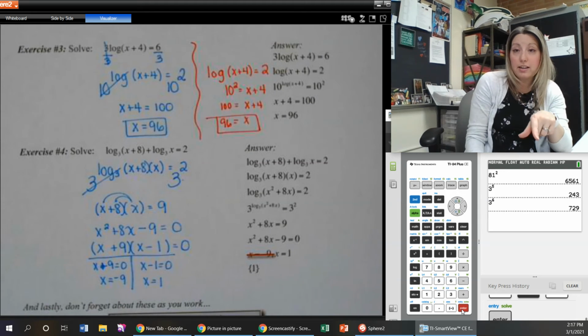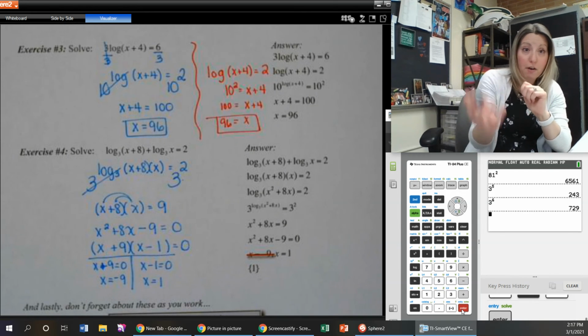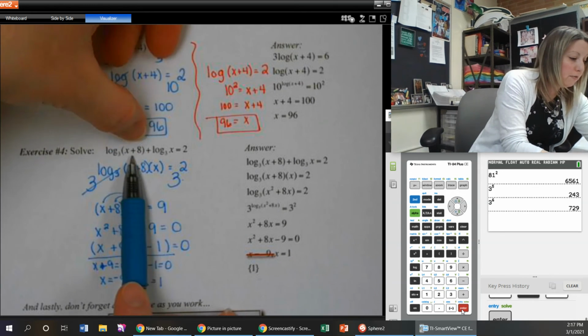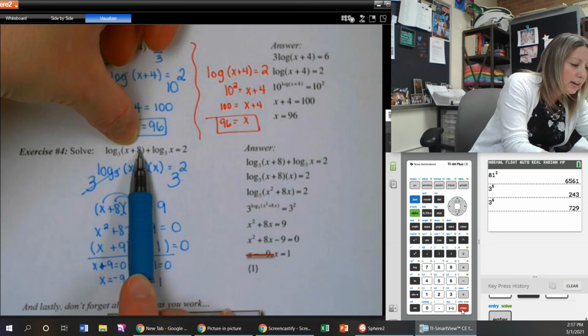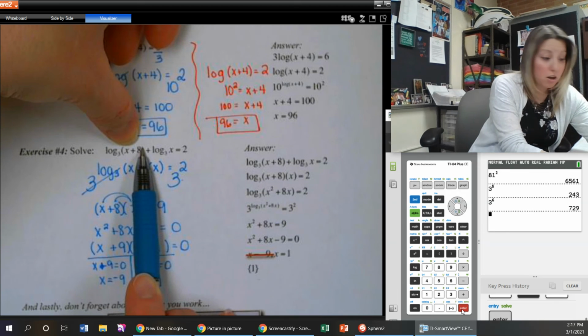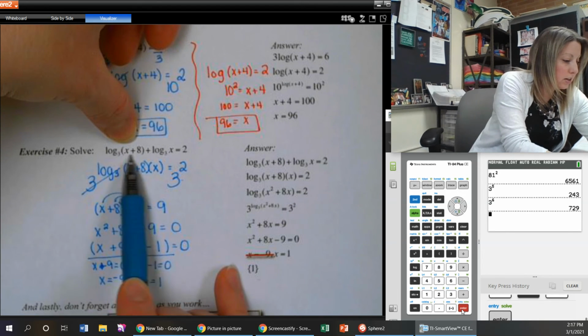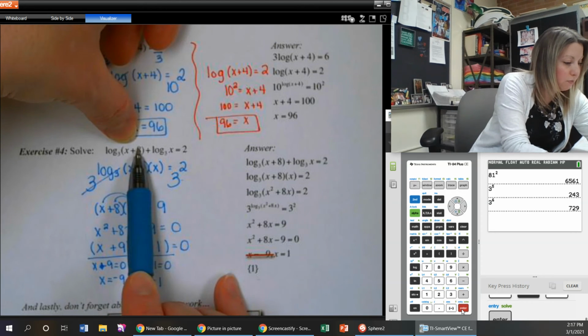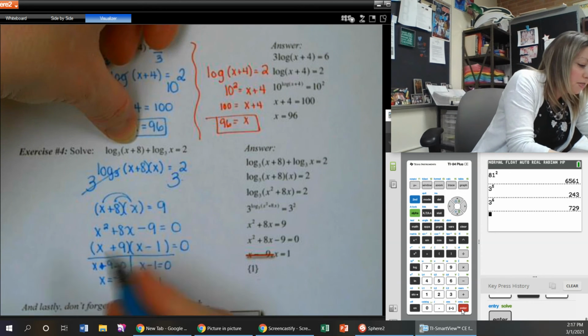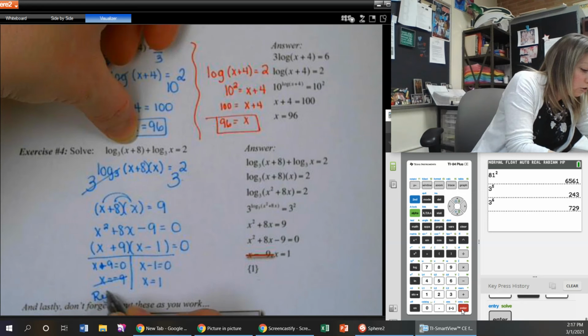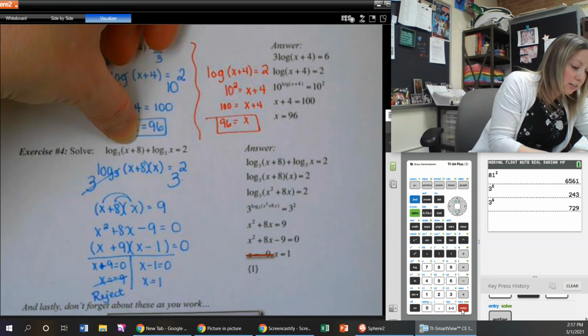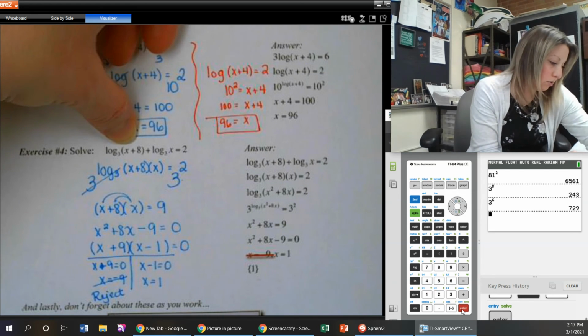And the reason I can't keep the negative 9 is because if I plug the negative 9 back in here, I can't have a negative answer part in my log. So if one of my answers yields a negative answer part in my log, and it would do it in both spots, I'd get a negative 1 here, I'd get a negative 9 there, that can't be kept. That gets rejected. Okay, that's this stuff over here.